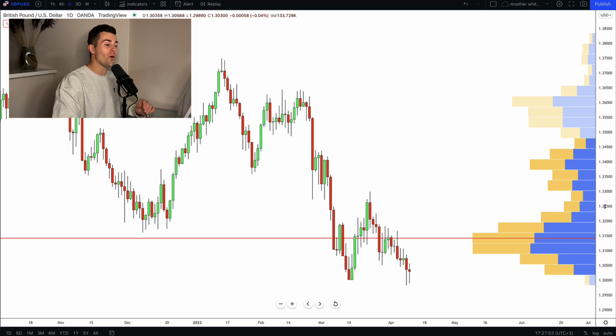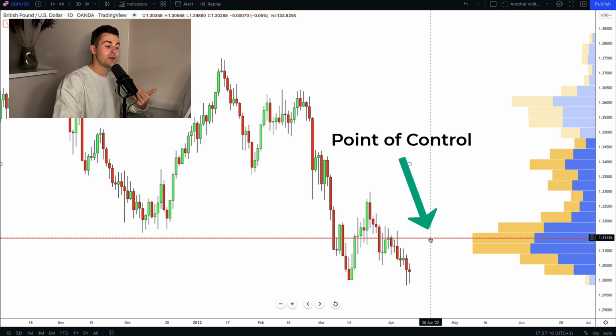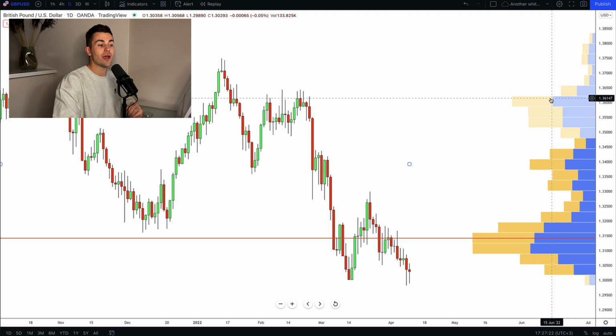So we can see volume profile on the right side of the chart. And here we can note multiple elements. First of all, here we have this red line. This red line is called the point of control, and basically it signifies the closest strong key level. And at the same time, here we have the buying and selling volumes.